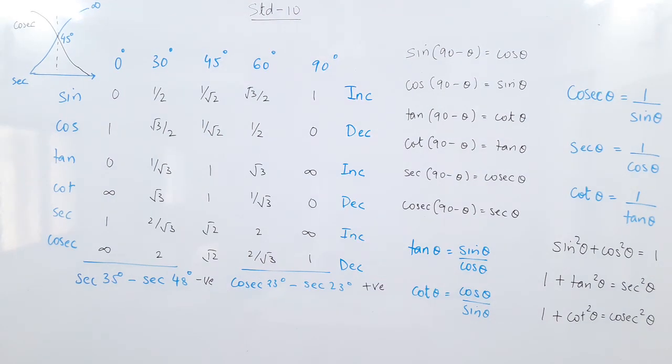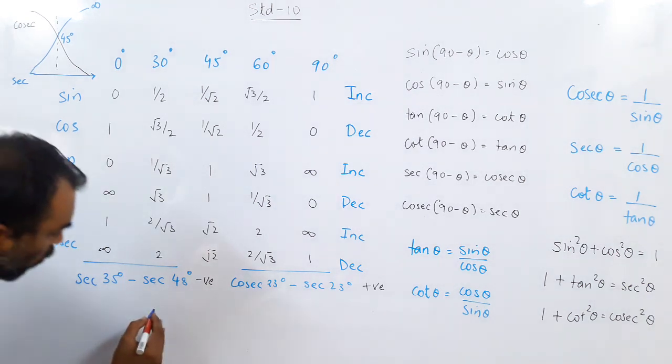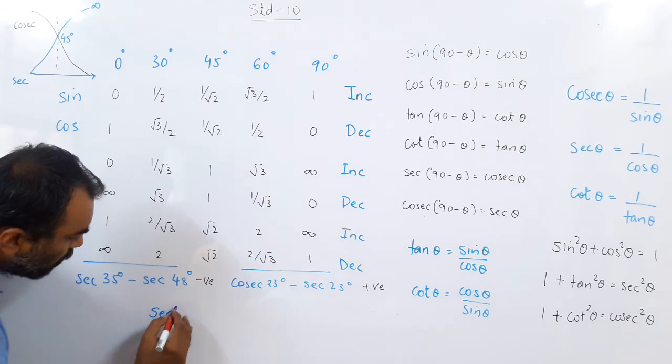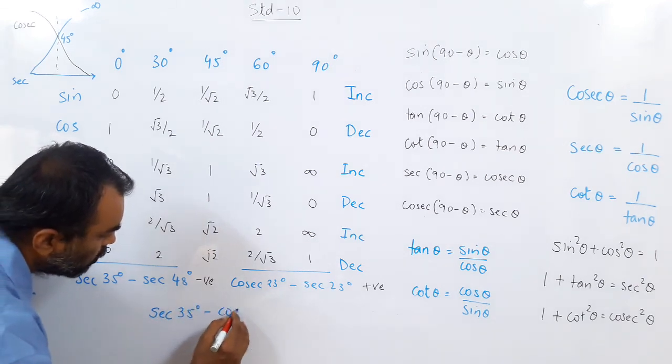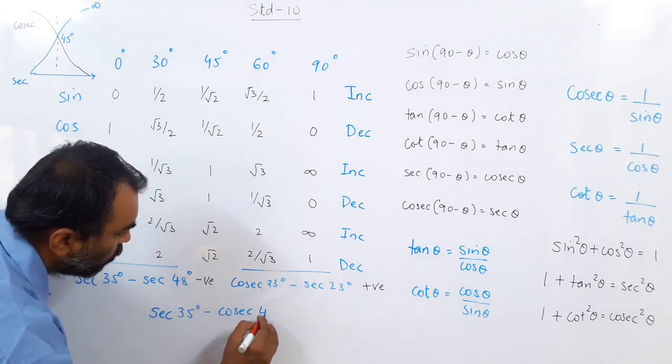Okay, so now we try a new sum. What about the new sum? Let us see. Say we have got sec 35 degrees minus cosec 47 degrees.